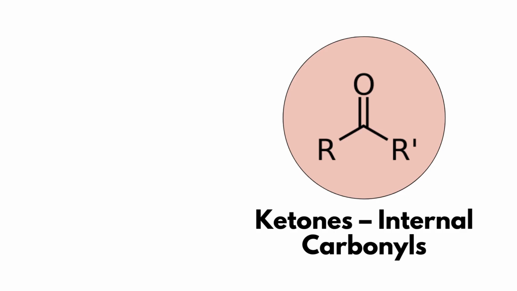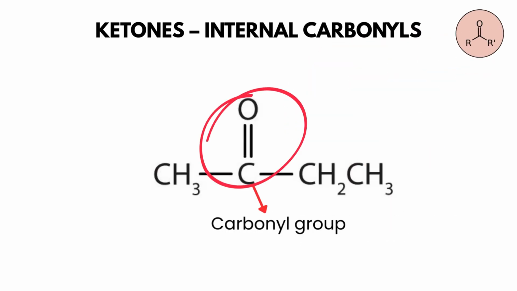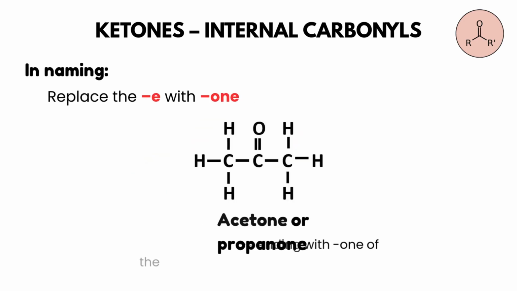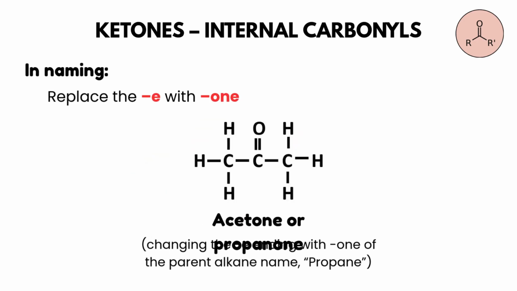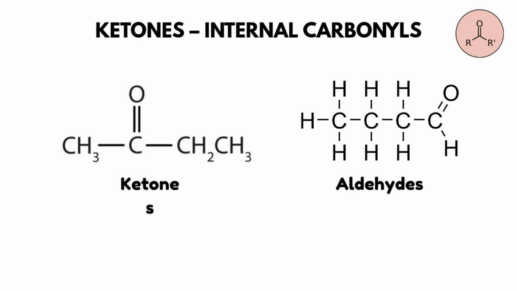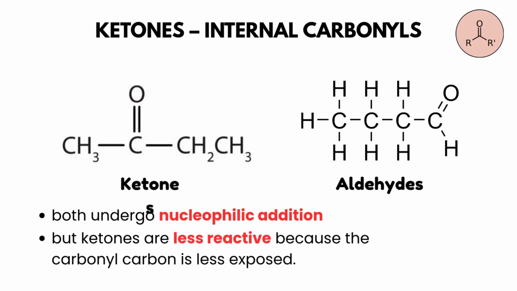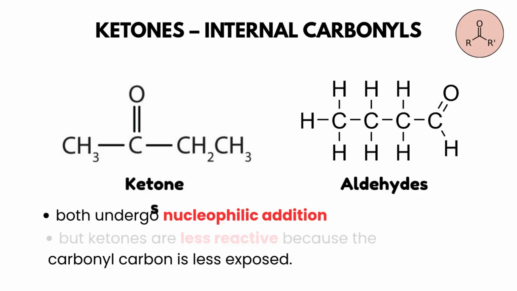Ketones: internal carbonyls. A ketone has the carbonyl group in the middle of the chain, bonded to two carbons. In naming, replace the E with one. Acetone, or propanone, is the classic example. The MCAT likes to contrast ketones with aldehydes. Both undergo nucleophilic addition, but ketones are less reactive because the carbonyl carbon is less exposed.